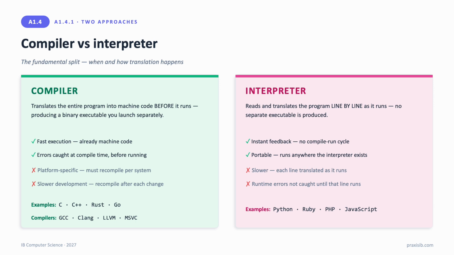So, what are the advantages? First, you get instant feedback. This is because there is no compile step. Second, it is portable. It runs everywhere the interpreter is installed. Now, the downsides. First, it is slower. This is because each line is translated while it runs. Second, an error on a line is not caught until the program reads that line. Interpreted languages include Python, Ruby, PHP, and JavaScript.